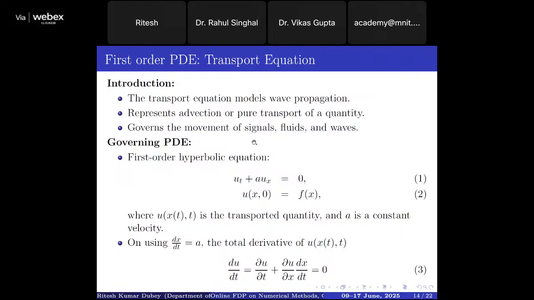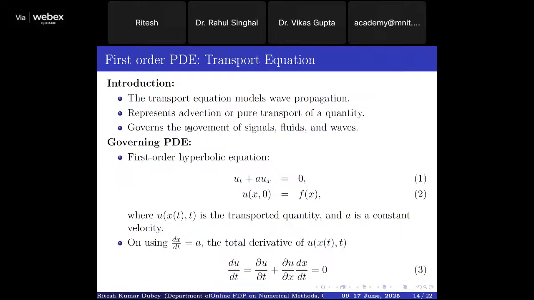It essentially models wave propagation, and it shows how a quantity is transported or advected in the absence of any diffusion. There is no diffusion, so how will it advect? If you want to find the solution of this equation, my initial condition is given where f can be a smooth function or it can be a discontinuous function. So the initial condition can be smooth as well as discontinuous. So how can we find the solution?